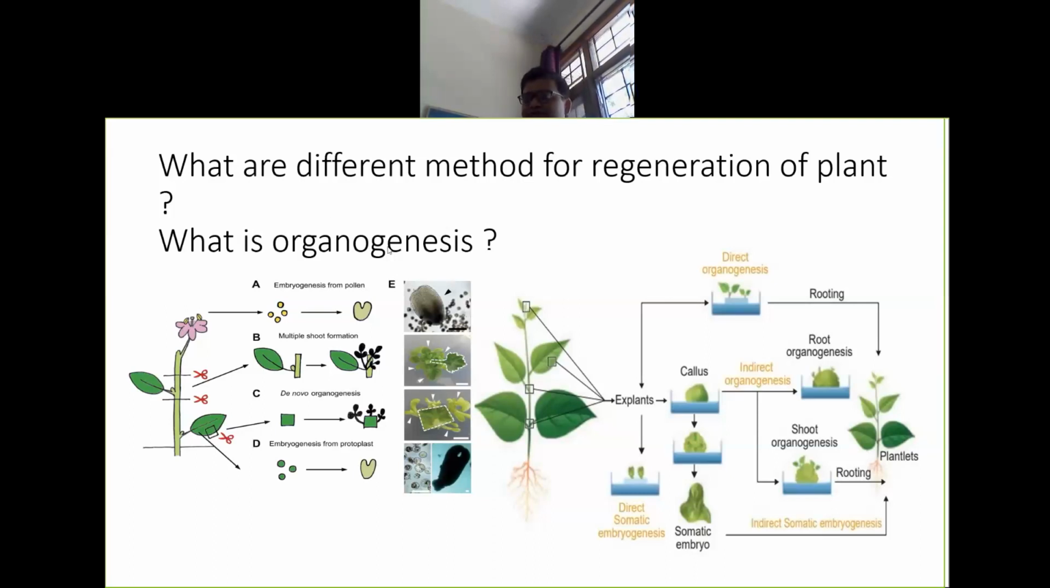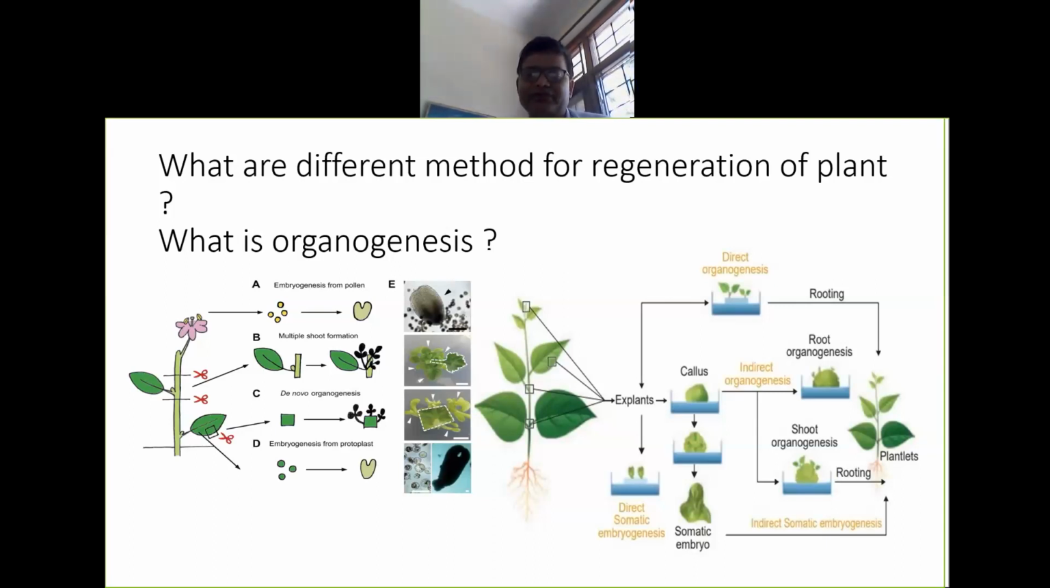It was first of all reported by the scientists Skoog and Miller. In 1944, F. Skoog identified in vitro organogenesis regulated by chemicals, and Miller in 1957 also identified the same thing. Organogenesis means formation of particular organs from the explant in the presence of a particular chemical, that is, a growth regulator. It can be auxin or cytokinin.